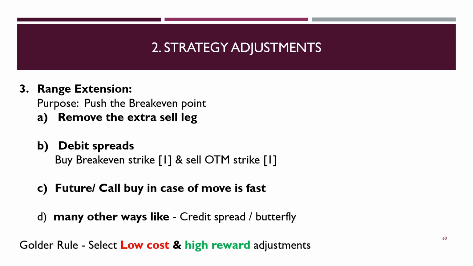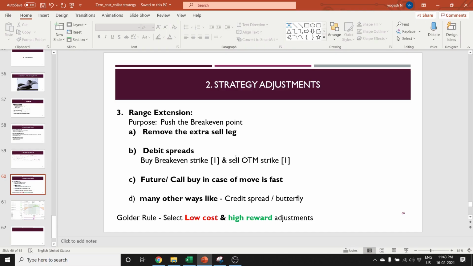And the golden rule for adjustment is to select a low cost and high reward adjustment. See the adjustment where the cost is very minimal and you are getting a sufficient extension. Now let's take one practical example to understand the adjustments.